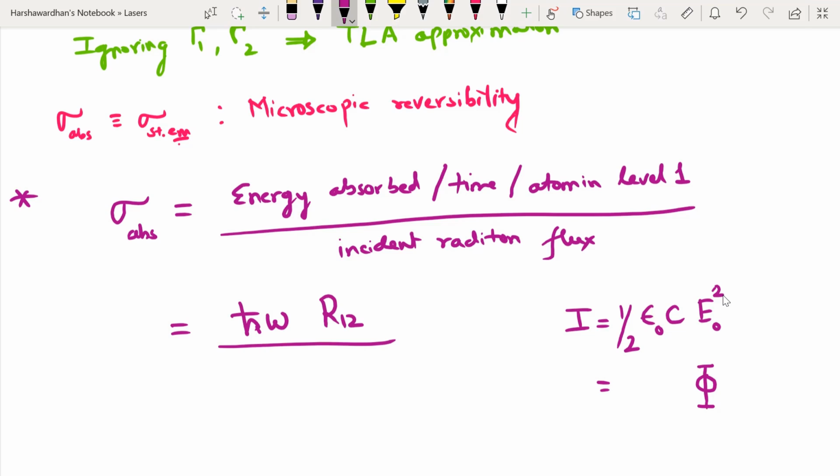Remember, photon flux was the number of photons per unit area per unit time. So if I multiply this with energy, then what I have is intensity, which is energy per unit area per unit time, or in other words, power per unit area. So my intensity can be written down again here as half epsilon naught c E naught square, right? where E naught is the amplitude of the electromagnetic plane wave that is incident on my system.